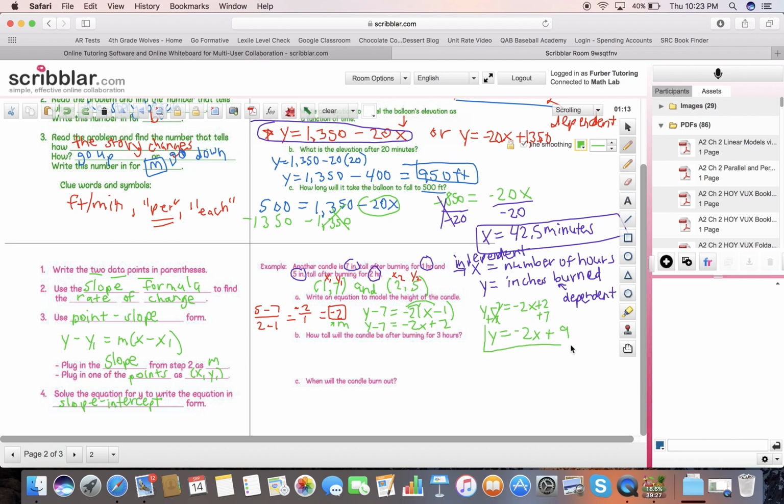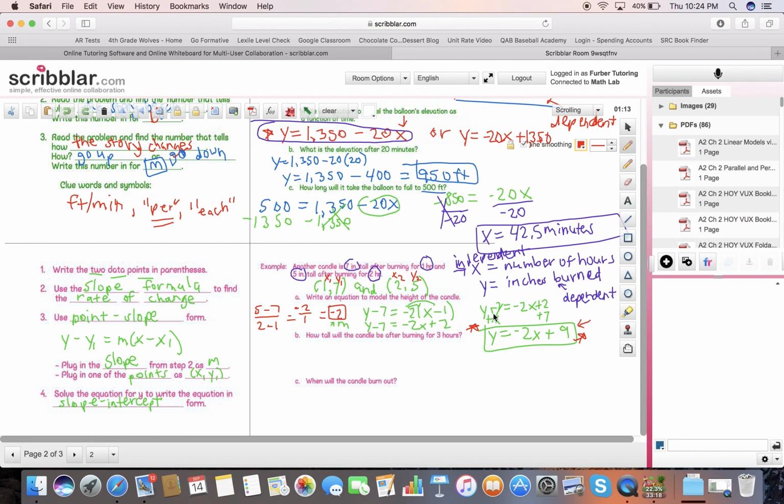So that means that before I started burning this candle, it started out as 9 inches tall, which makes sense because if after 1 hour it burned down to 7, and after 2 hours it burned down to 5, that means the rate of change is 2. So if I tack the 2 back onto the 7, that means I began at the beginning with 9 inches of candle. After 1 hour, it burned down 2 inches to 7, and then after the second hour, it burned down 2 inches to 5. But this right here is my model.